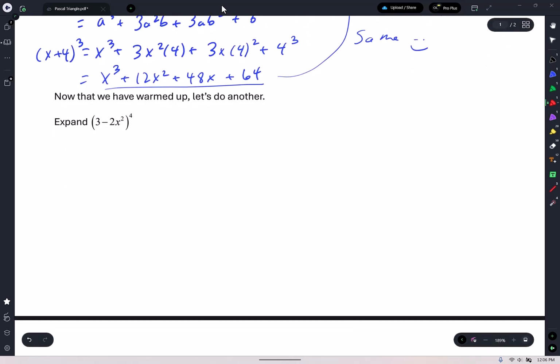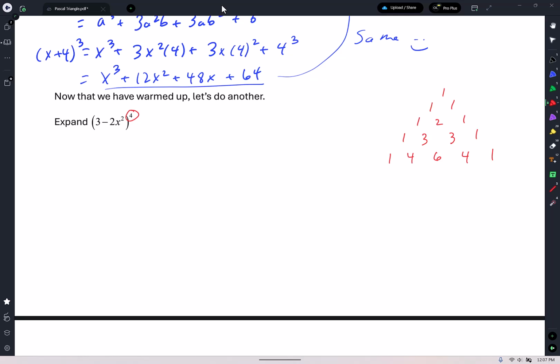All right, now that we have warmed up, we're going to do Pascal's triangle again because it's supposed to be faster, right? So for the 4th power, I'm going to go 1, 1, 1, 1, 2, 1, 1, 3, 3, 1, 1, 4, 6, 4, 1. There it is. We stop. You're going to have 5 terms. 1, 2, 3, 4, 5. There it is. These are the coefficients, right?